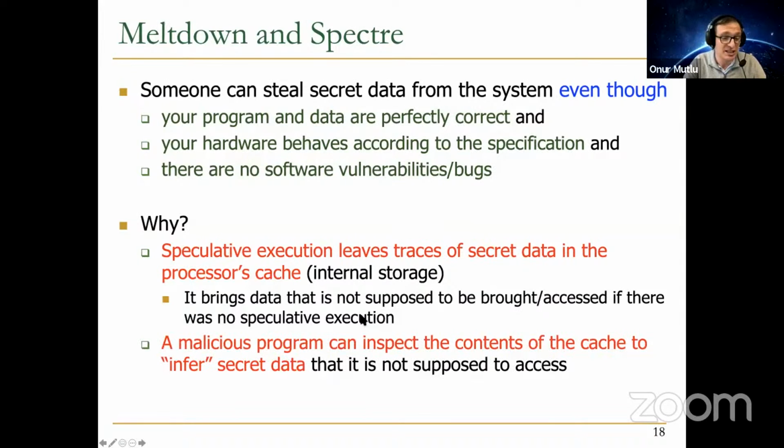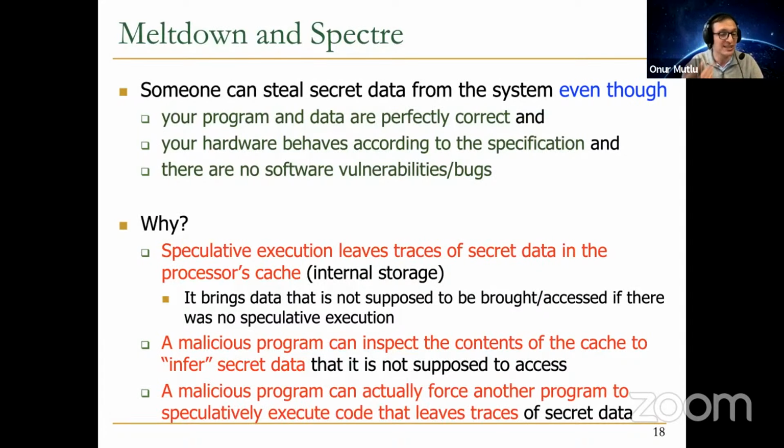Now, a malicious program can intelligently inspect the contents of the cache to infer secret data that it's not supposed to access. Again, I'm not going into the details of how this is done. And a more intelligent malicious program can actually force another program to speculatively execute code that leaves traces of secret data in the cache. So this is even more advanced, and you need to really know how the microarchitecture operates to enable these attacks.